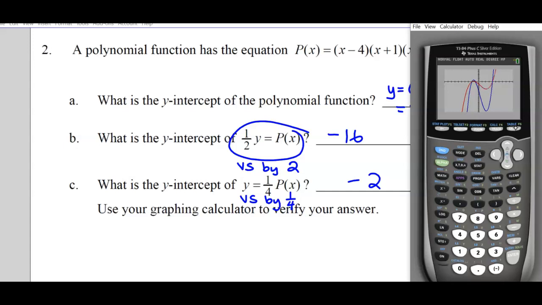It'll be compressed, right? Because we're multiplying by 1/4. So we call that a vertical compression. And so this maximum there would be half as high. This minimum, that would be, or sorry, not half, a quarter as high, right? Because we're dividing by 4.